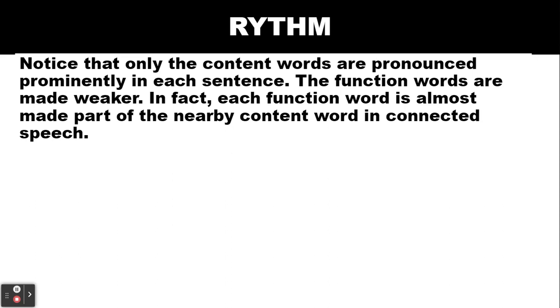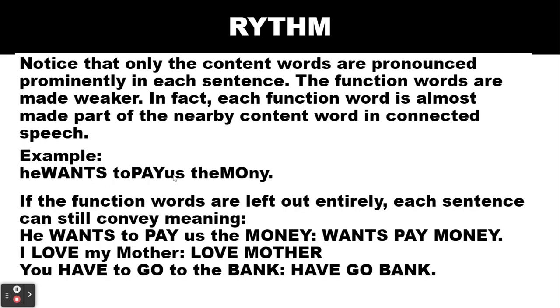In fact, each function word is almost made part of the nearby content word in connected speech. Let's look at examples of how this works. You see, he wants. The word he is subdued, sort of. Okay? He wants to pay us, you see, to and us are suppressed. What is prominent is pay. To pay us, the money. See, money is stressed, the is suppressed.